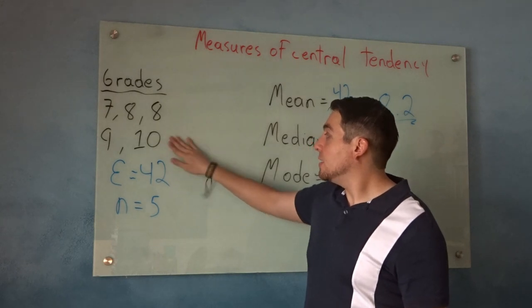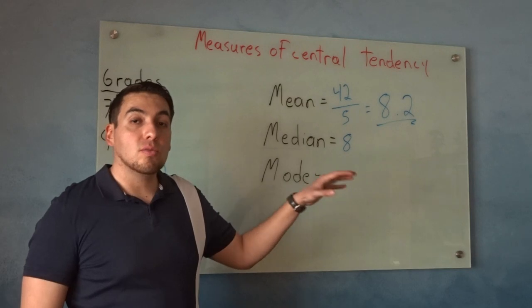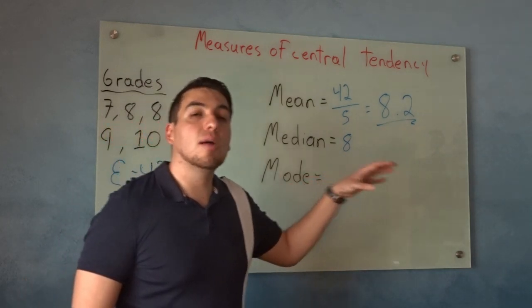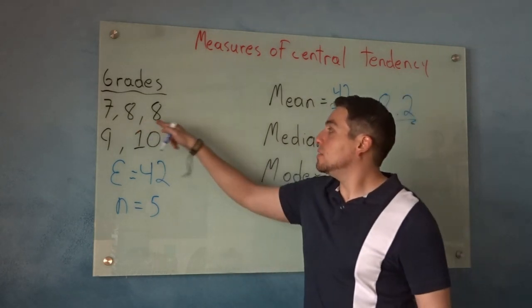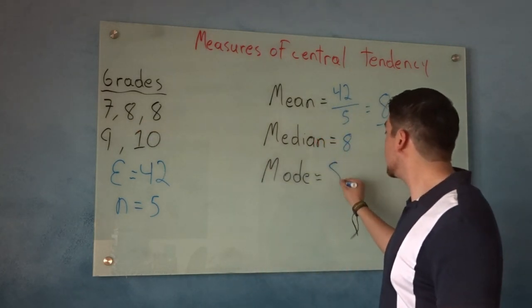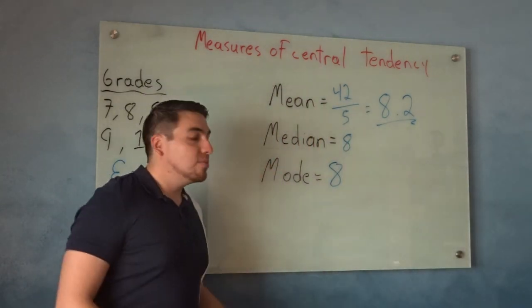Cool. Lastly, the mode. Mode is the most often, the most occurring, the most common number. So the mode at this point would be the 8 because it's the only one that is repeated. Boom. That's it. Mean, median, and mode.